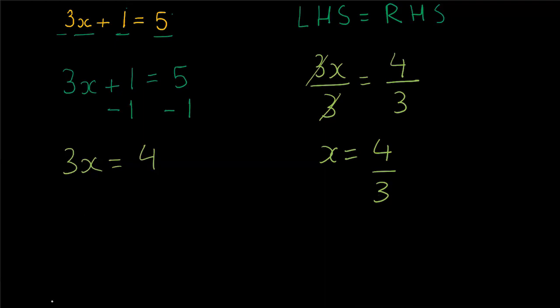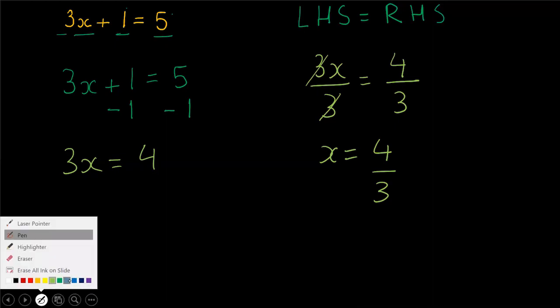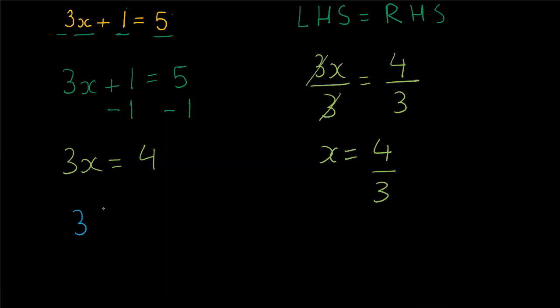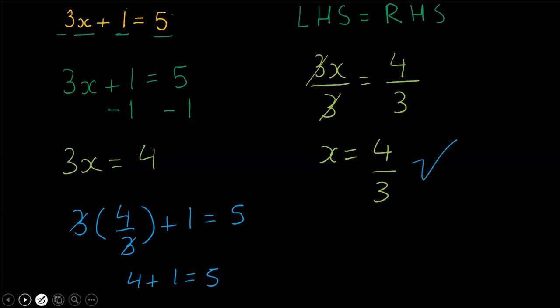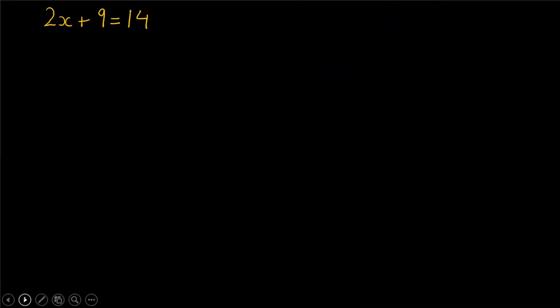So let me change my color. Blue. So 3 times 4 upon 3 plus 1 is equal to 5. Then we can just cancel out the 3's. We're left with 4. 4 plus 1 is equal to 5, and our answer is correct. Okay, so let's move on to our next question.